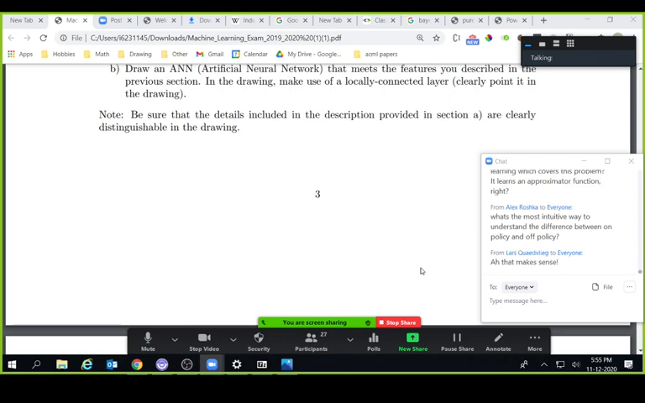What's the most intuitive way to understand the difference between on policy and off policy? Well, a policy is, in some way, choosing an algorithm, right? So how does, for example, Q-learning, the off-policy algorithm, explore? Well, it is a greedy algorithm. What does the greedy algorithm mean? It wants to maximize its reward, basically.